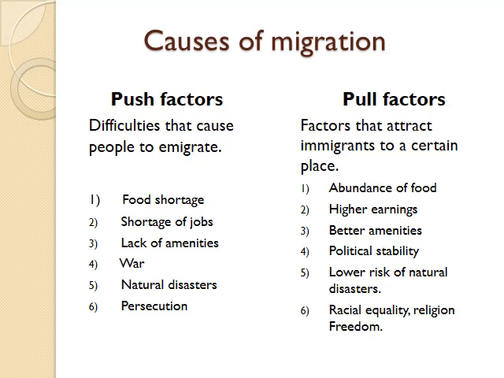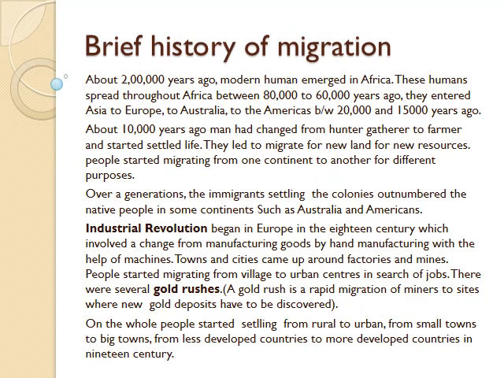Pull factors are factors that attract immigrants to certain places. These include abundance of food, higher earnings, better amenities, political stability, lower risk of natural disaster, racial equality and religious freedom. Brief history of migration.